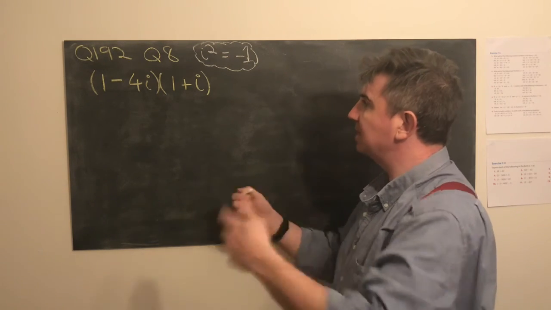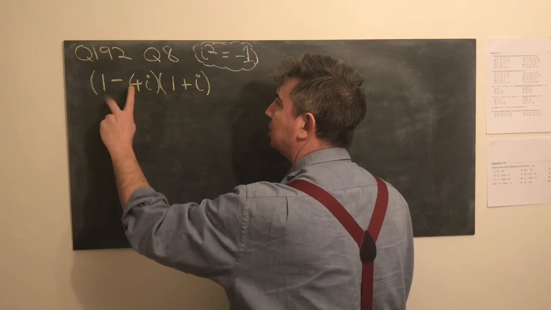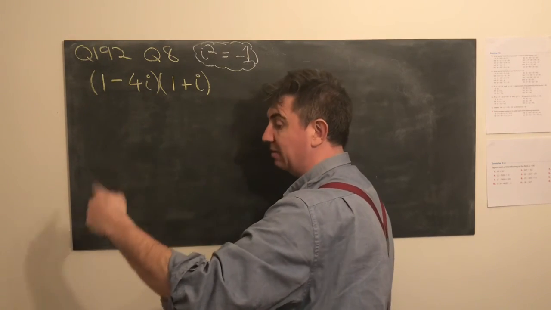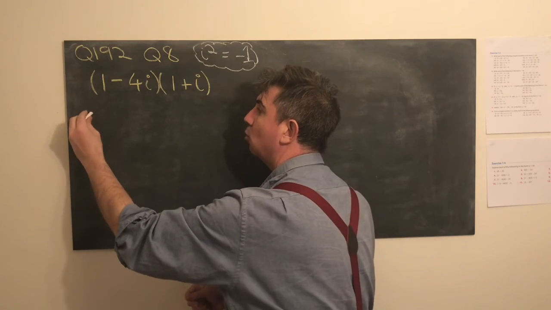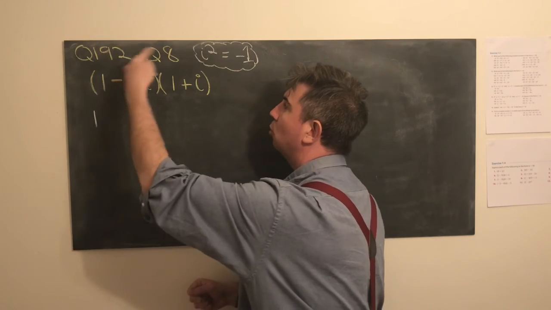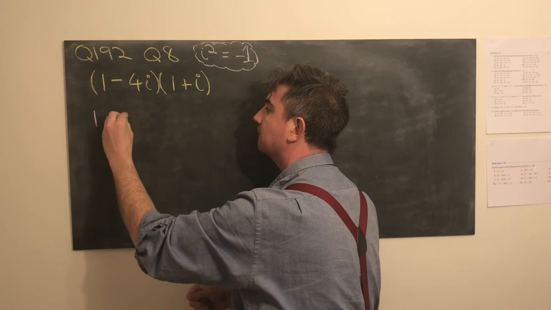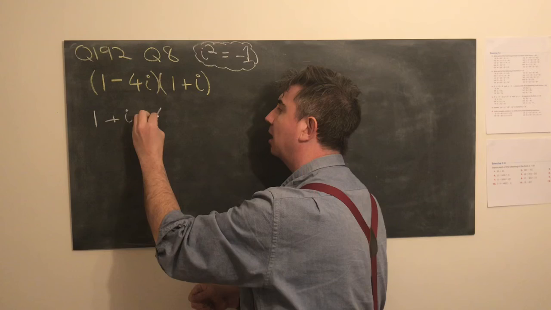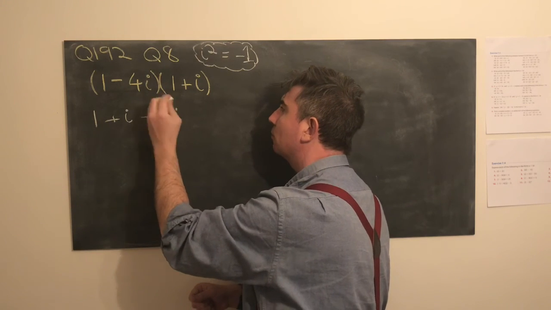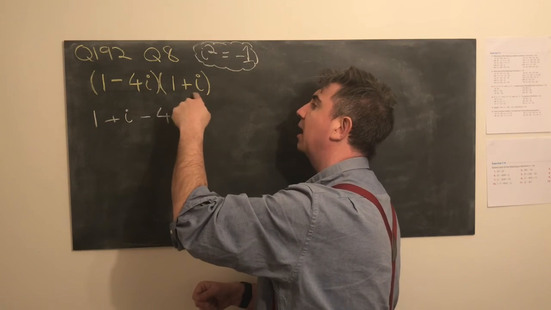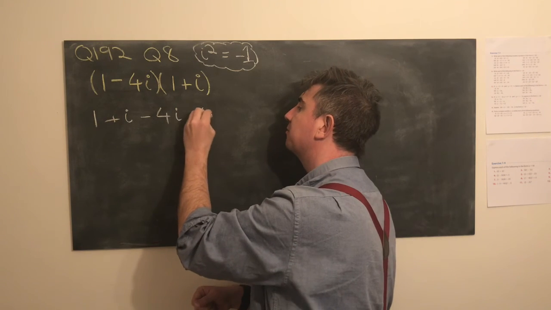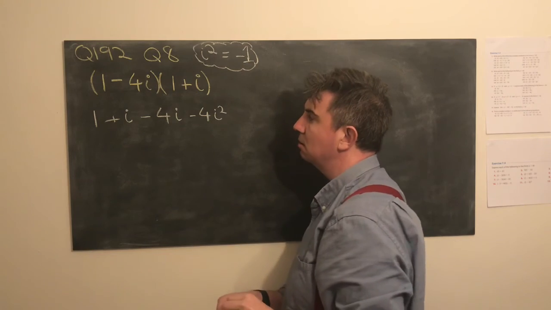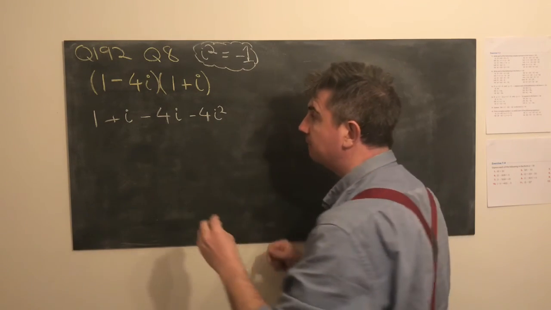So let's multiply this out. Each thing in here has to multiply each thing in here. To make sure we do that, we have a system where the first multiplies the first, so it's 1 by 1 is 1. 1 by i, that's just i. Minus 4i by 1, that's just minus 4i. Minus 4i by i is going to be minus 4i squared.